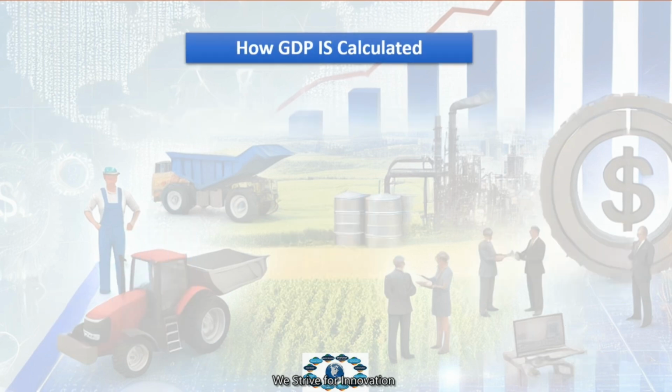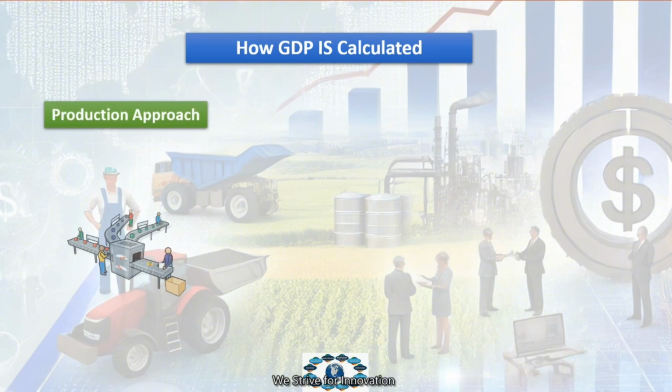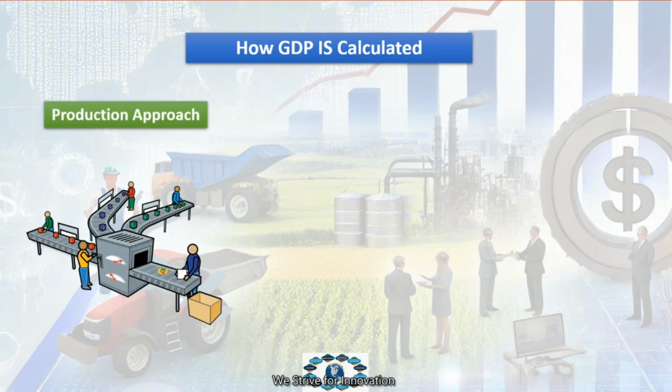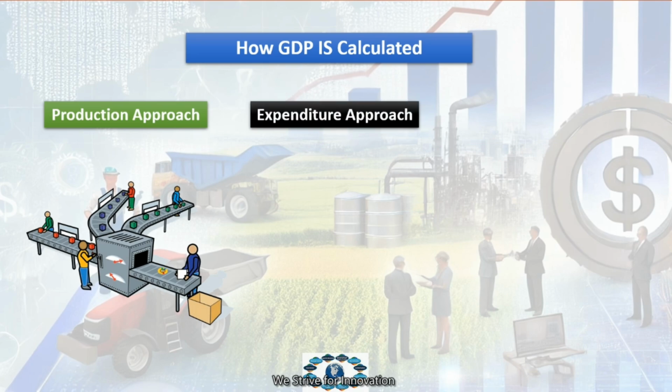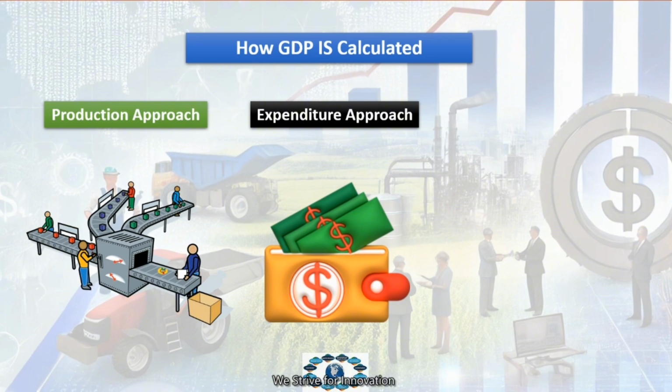Now, let's see how that GDP is calculated. There are 3 ways. Production approach, which here we sum up all the values of all goods and services produced in the economy, and subtract, of course, the cost of all these inputs of goods. Second approach will be the expenditure approach. This is the most common method, of course.